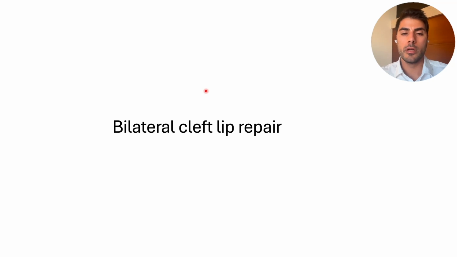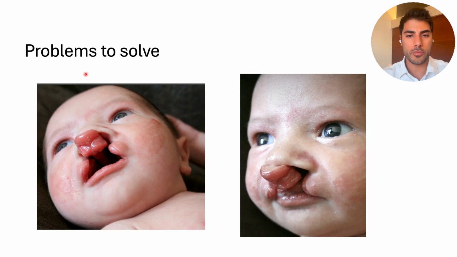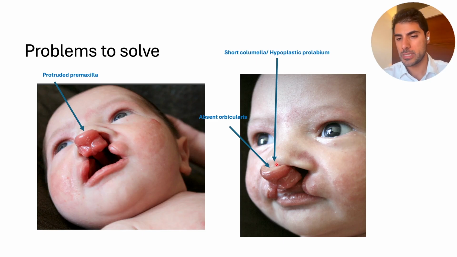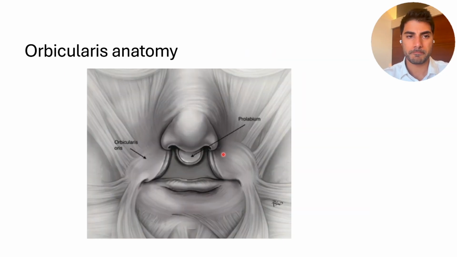Now, moving on for the final part, the bilateral cleft lip repair. So here are the problems to solve that we did not really have in the unilateral cleft lip. First of all, we have a protruded premaxilla. There's complete absence of the orbicularis oris muscle, and we have a short columella and a hypoplastic prolabium. As you can see here, we don't really even have a columella that is visible.